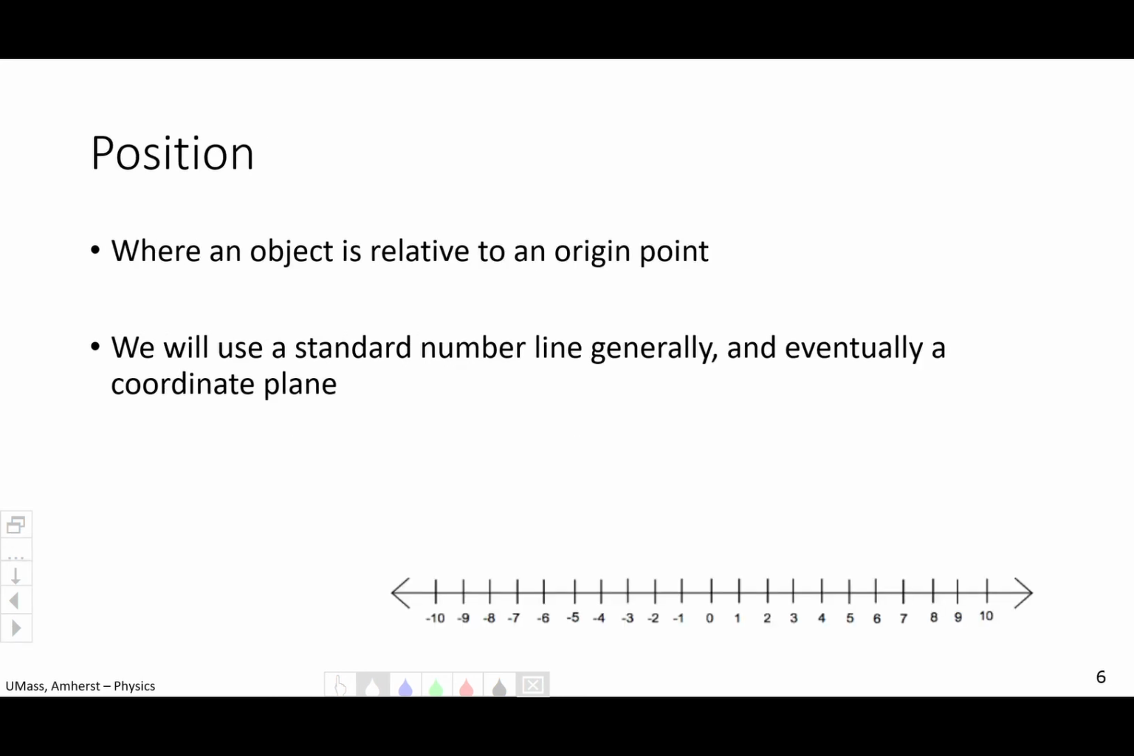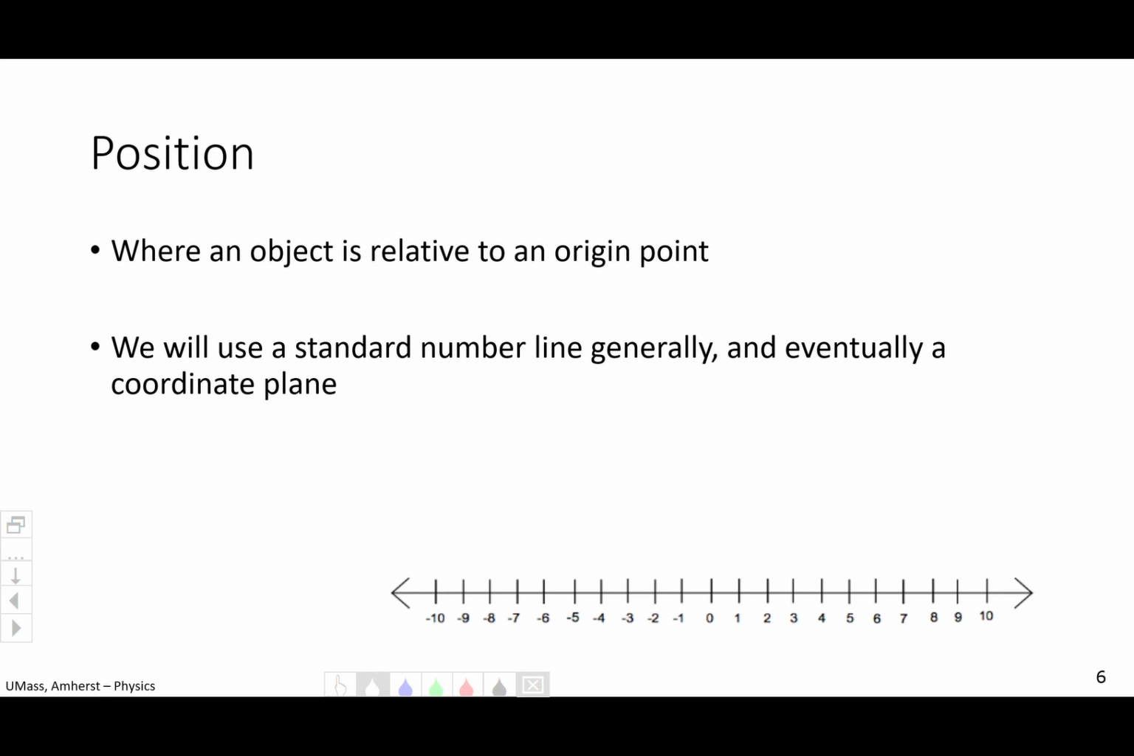So this is going to be kind of rudimentary, very, very basic in a way, but still important. So position is the first piece of information about an object that we can use to determine its motion. So quite simply, position in physics is where an object is relative to an origin point. So it is a particular measurement of where an object is. I mean, there's really no other way to say it.